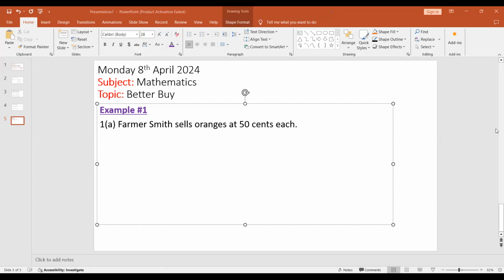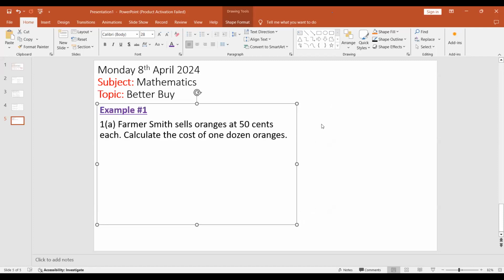Calculate the cost of 1 dozen oranges. All right, so we have this farmer. His name is Farmer Smith. He sells oranges at 50 cents. Calculate the cost of 1 dozen oranges.